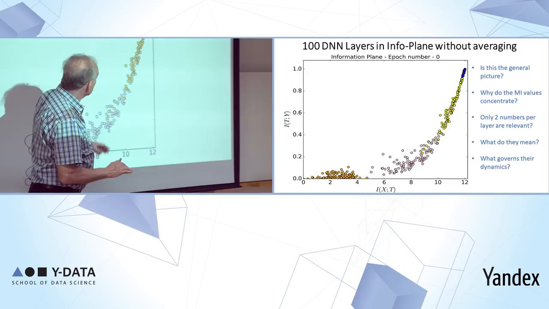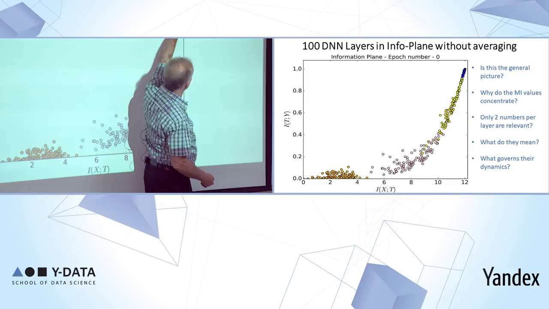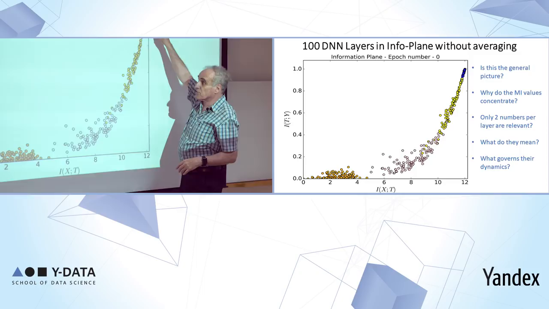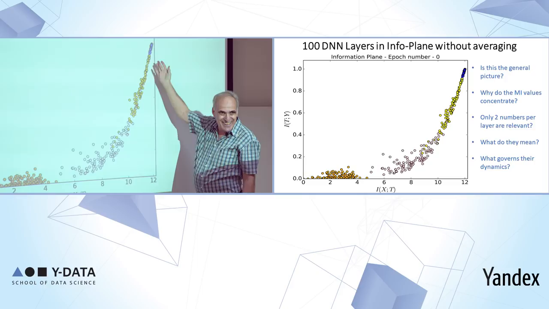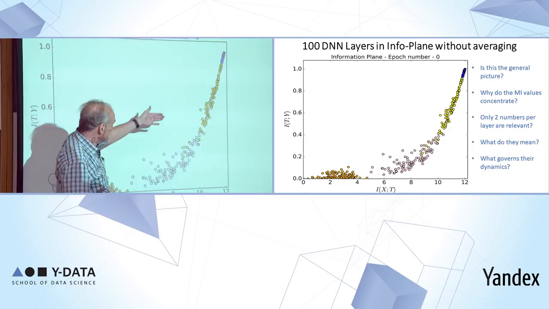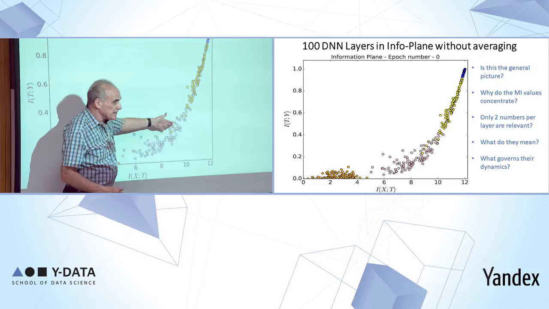What you see here, due to the specific architecture, is that the first and second hidden layers are here in the blue, which means they have essentially most or all of the information about the input, 12 bits. Of course, it is the input in some sense. And essentially all the information about the output, 1 bit. But the deeper I go into the network, I lose more and more information about the output.